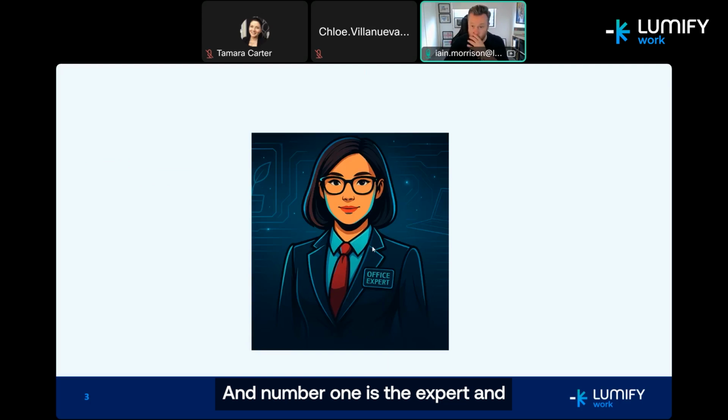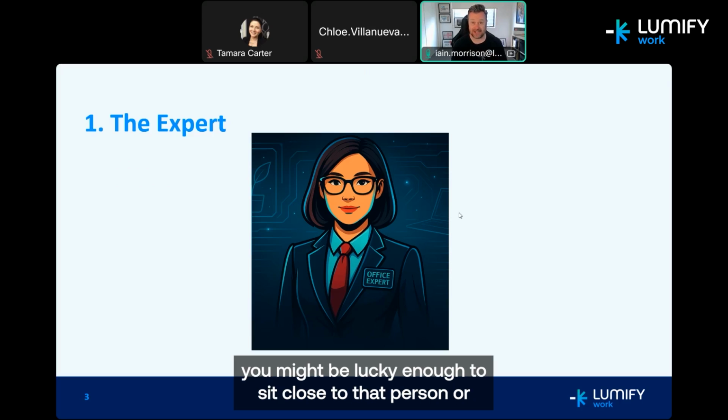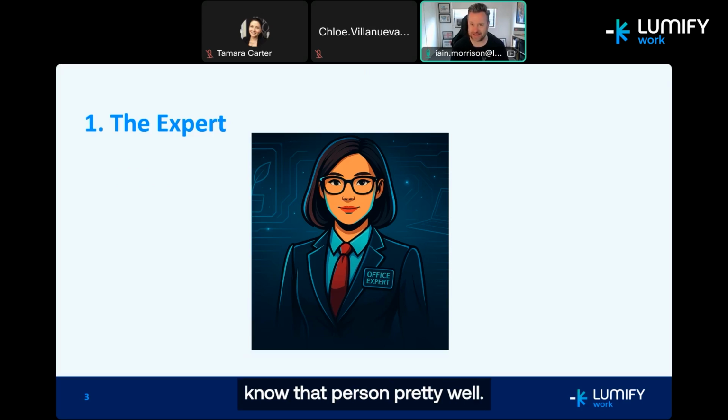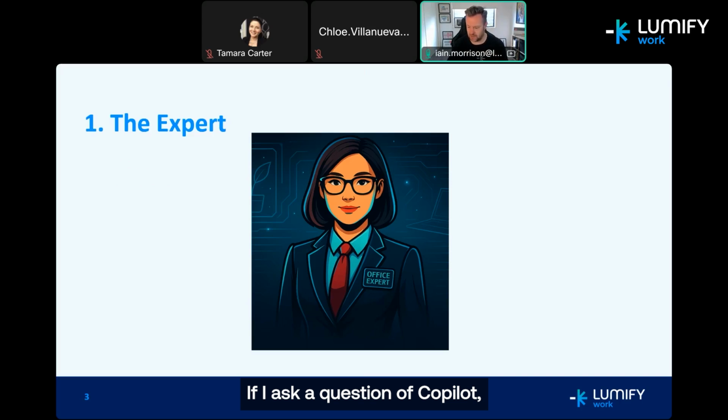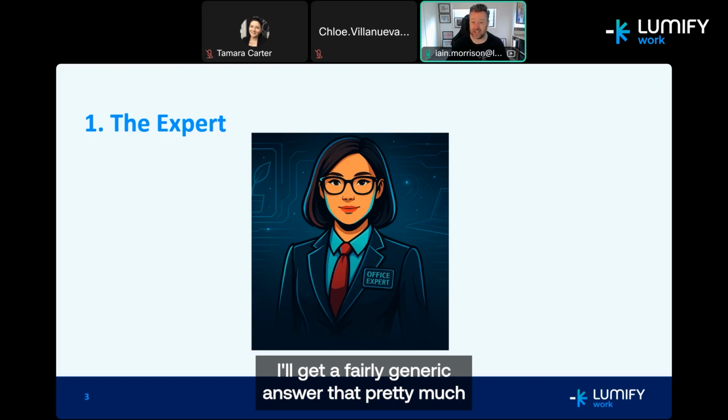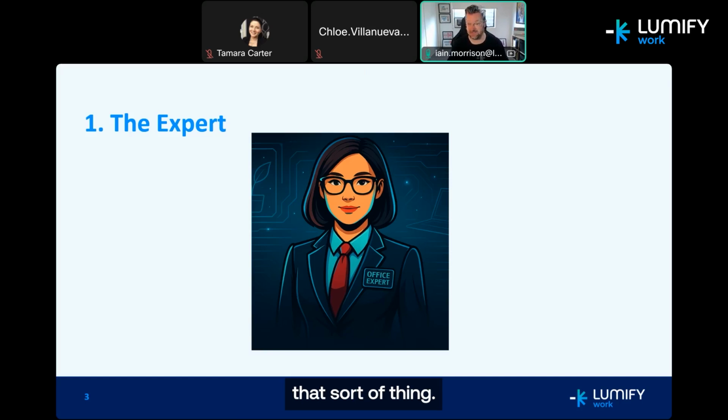And number one is the expert. And you may be that person in your organization. You might be lucky enough to sit close to that person or know that person pretty well. Being an expert, as an AI expert, let's say as an AI tool that provides a level of expertise, can often be very generic. If I ask a question of Copilot, of other tools like ChatGPT, I'll get a fairly generic answer that pretty much anyone would get, regardless of their context, their organization, what they do, maybe where they live, that sort of thing.